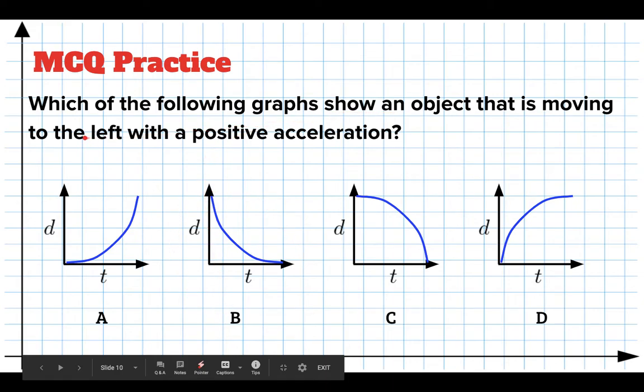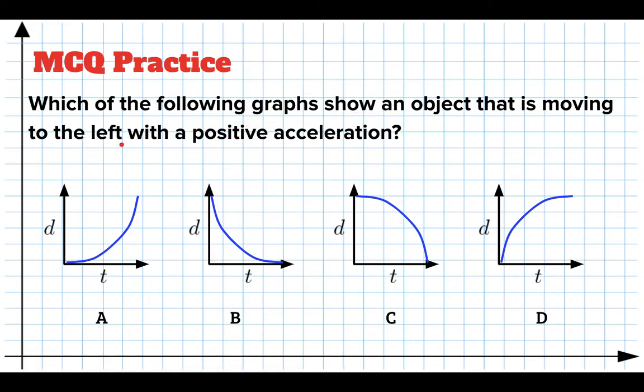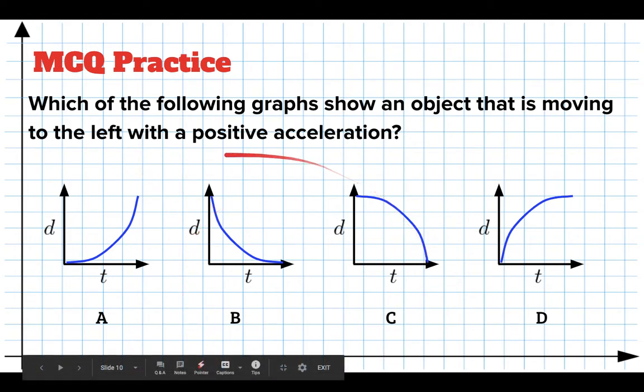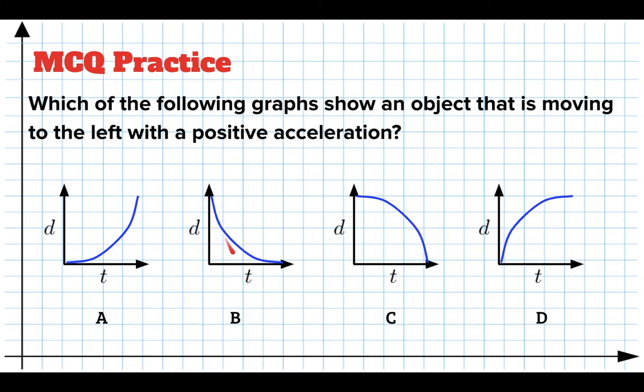So the object is moving to the left, so if it's moving to the left, it must have a negative slope. And the only two graphs with negative slopes are B and C. So hopefully you knew that even if you weren't sure about the positive acceleration part, you could guess B or C. And if you can eliminate a couple of answers, that really helps your chances of getting it correct. So it's B or C, and now we need to know which one of those has a positive acceleration.